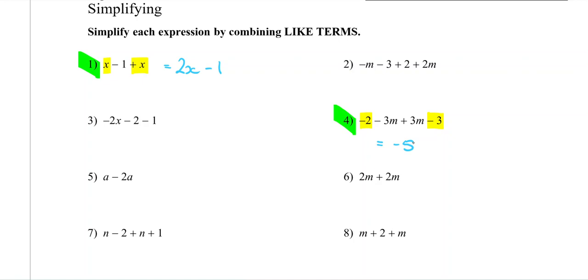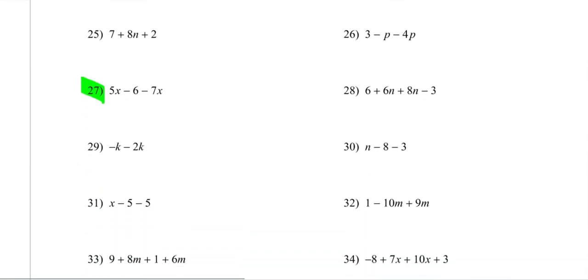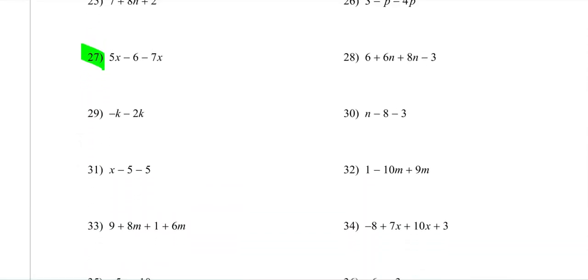All right, let's do some more. I think there's quite a lot of these, so I highlighted a few more down the page. So 27. Which ones go together? 5x and minus 7x. So 5 take away 7 is, what is it? Negative 2x. The minus 6 is different, so it sits on the end, minus 6.